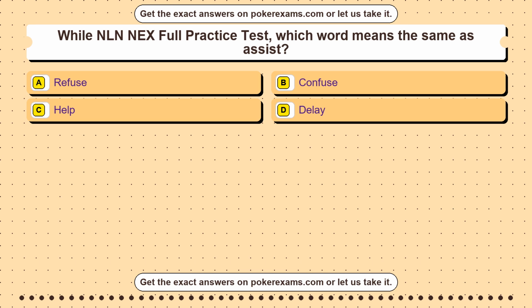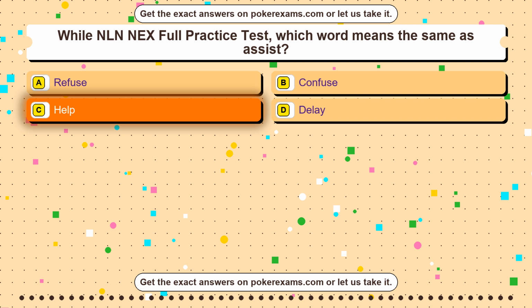Question 7. While NLN NEX Full Practice Test, which word means the same as assist? Option A refuse. Option B confuse. Option C help. Option D delay. The correct answer is option C.